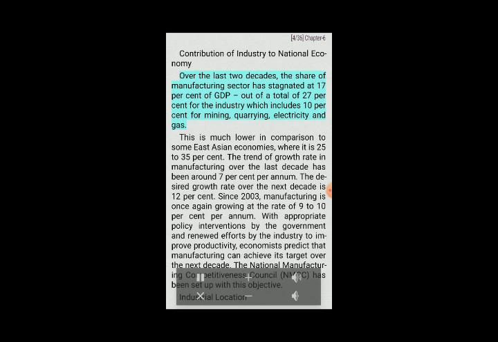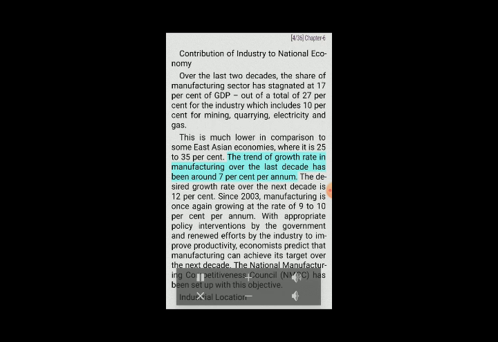Contribution of industry to national economy. Over the last 2 decades, the share of manufacturing sector has stagnated at 17% of GDP, out of a total of 27% for the industry, which includes 10% for mining, quarrying, electricity and gas. This is much lower in comparison to some East Asian economies, where it is 25 to 35%.